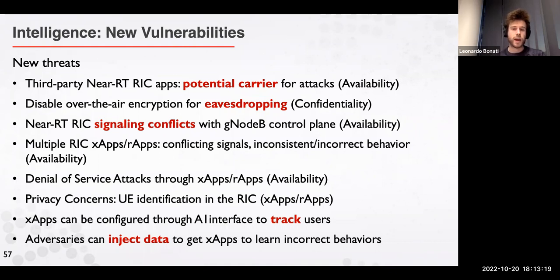And on these, we can have xApps that are misconfigured through our A1 interface to actually track our users. So this could be a vulnerability, the tracking of our users, who are instead supposed to be anonymized information available to the xApps. And more on data injection, we can have adversaries that inject data in our xApps to cause incorrect behaviors from the xApps, to the control, and ultimately to the RAN.